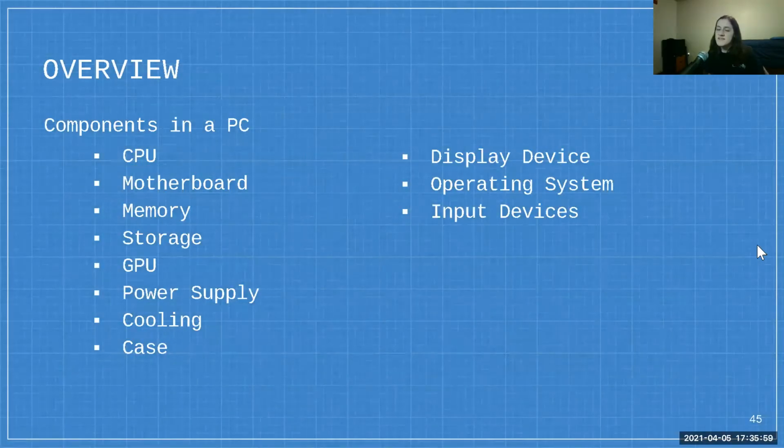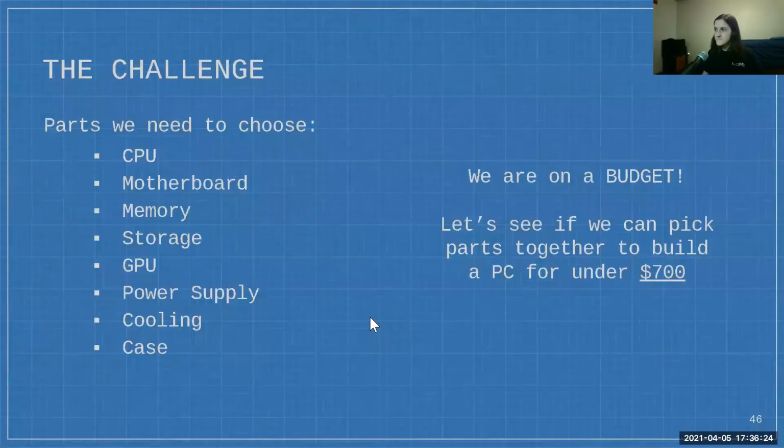So in this one, we will be picking all of the parts. Last time we went over an overview of the different components in a PC. And the reason that these three are on the other side is because we are not going to be buying these parts. We're just going to be buying all of the stuff that will be in the case. So these are the things that you can look forward to us picking out today.